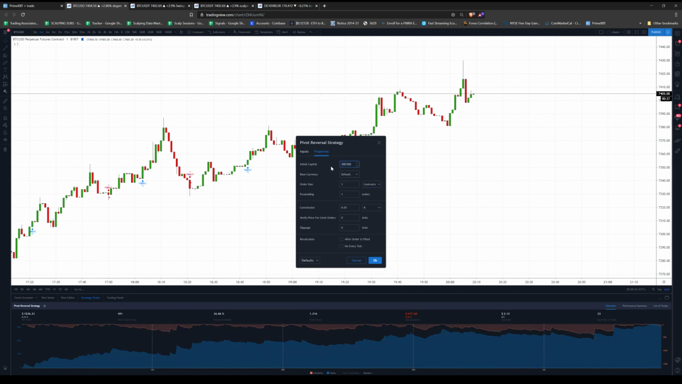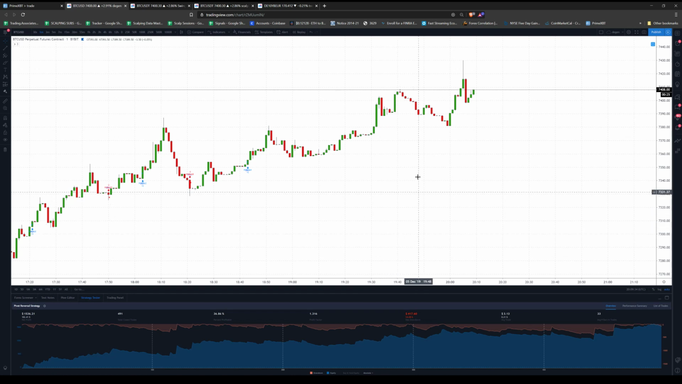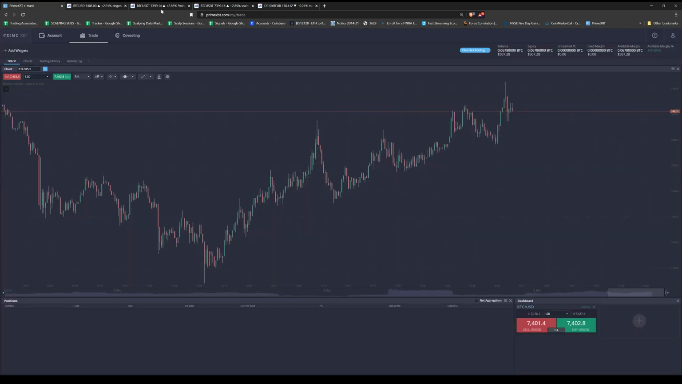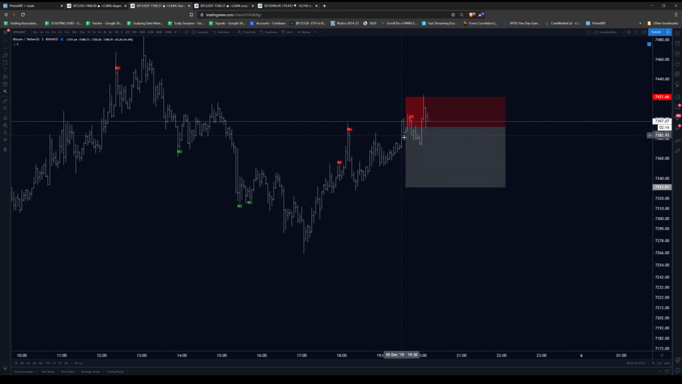I still think the smarter play is to use fixed contract, and I think you should use one contract per $1,500 you have tradable. I feel like you're going to get the best bang for your buck that way. But hey, it's totally up to you.